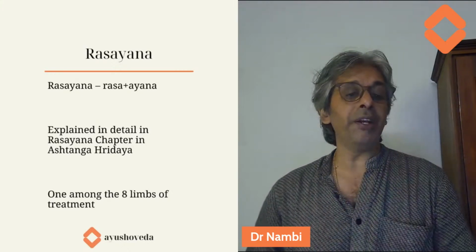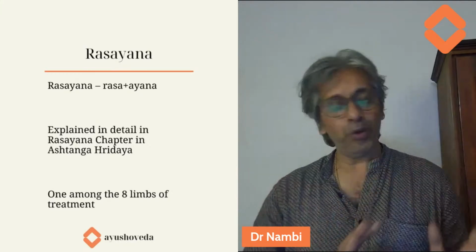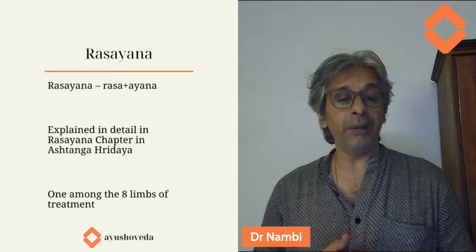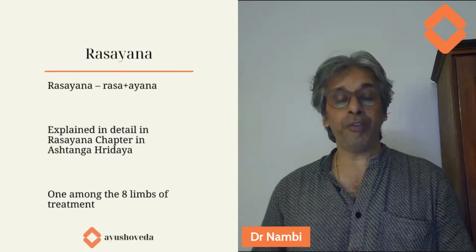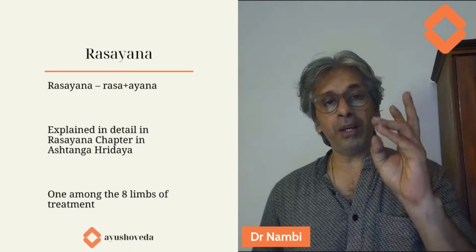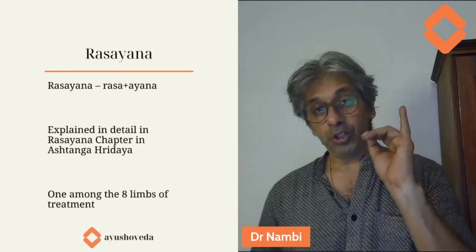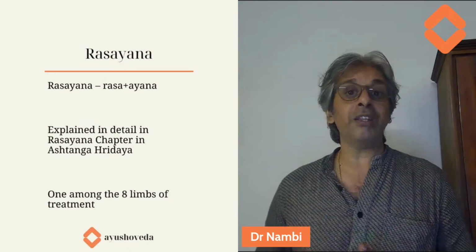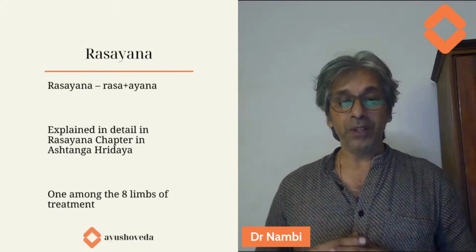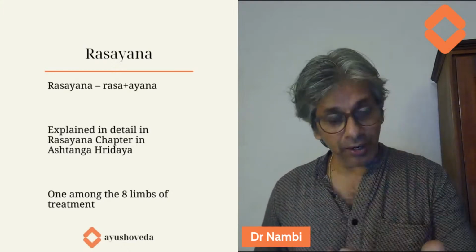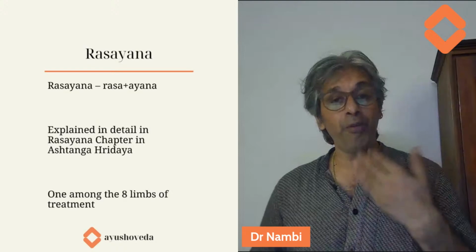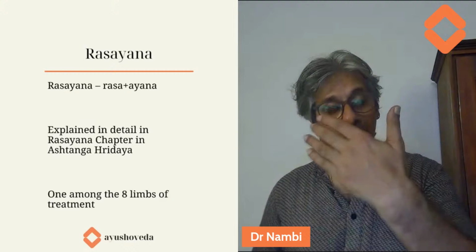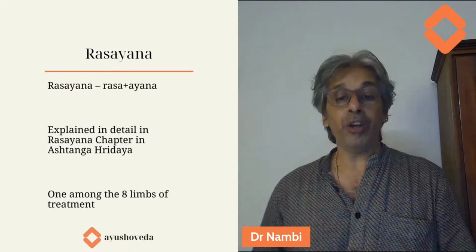It is explained in detail in the Rasayana chapter in Ashtanga Hridaya. Even in Chikitsa they have mentioned it, but in Rasayana it's been mentioned in detail. It is one among the 8 limbs of treatment: Kaya, Bala, Graha, Urdhvanga, Shalya, Damshtra, Jara, Vrisha. The Jara is basically Rasayana. If you undergo the Rasayana therapy properly, we don't say age reversal or stopping, no, you will age gracefully. That means even in old age, you will have good health.